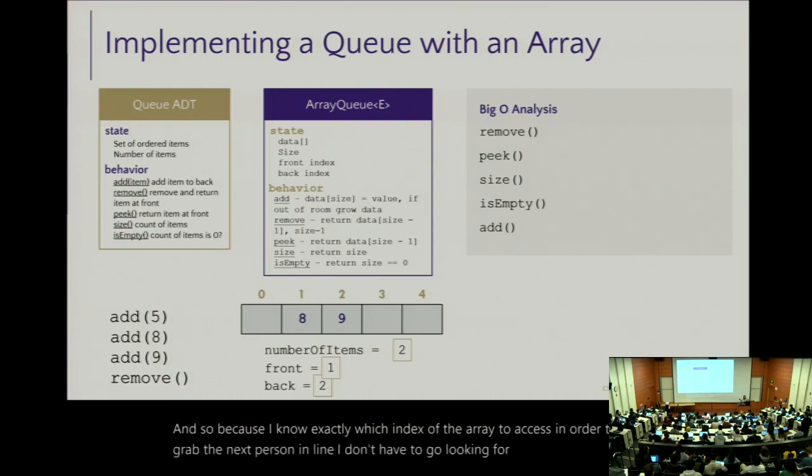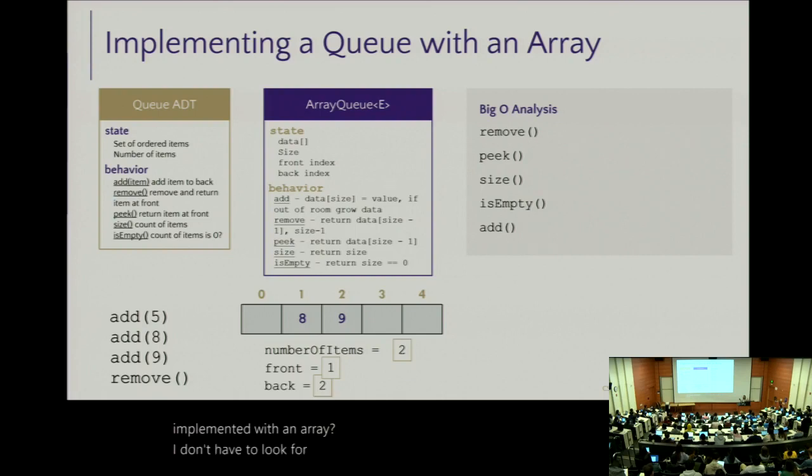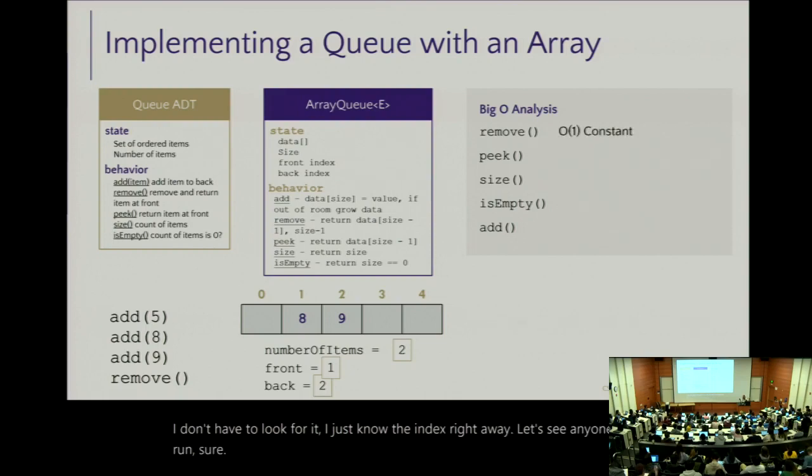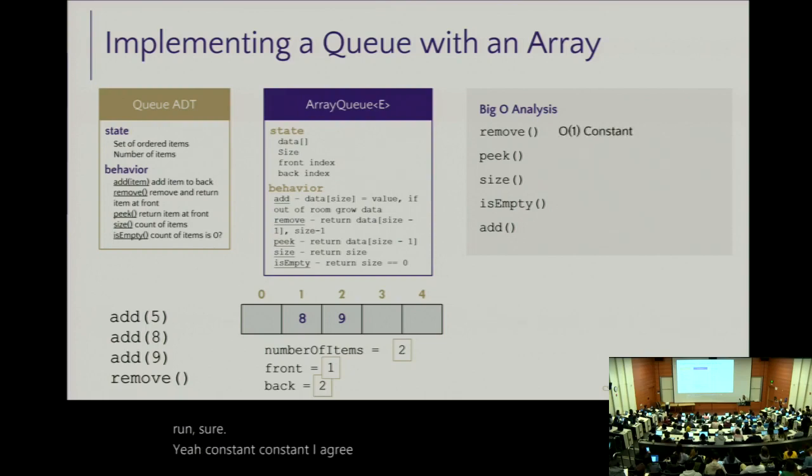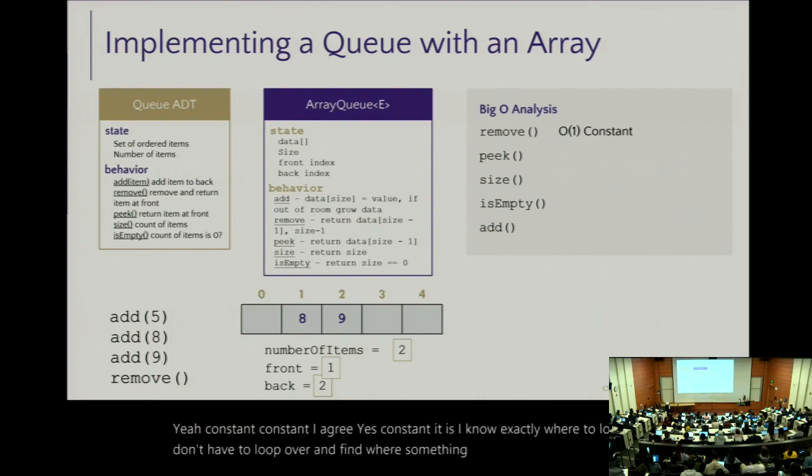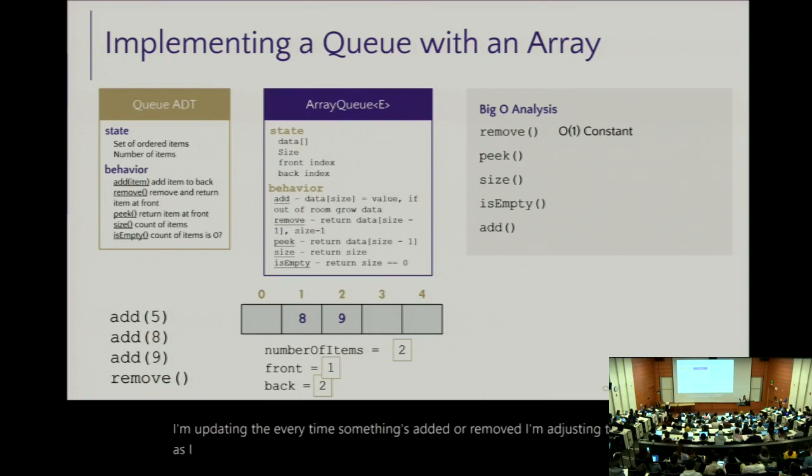Does anyone want to tell me what they think the runtime to remove is from a queue implemented with an array? I don't have to look for it. I just know the index right away. Let's see. Anyone else? Yeah. Constant. I agree. Yes. Constant it is. I know exactly where to look. I don't have to loop over and find where something is. I'm keeping those indices. I'm updating the indices every time something's added or removed, I'm adjusting them as I go along, okay?